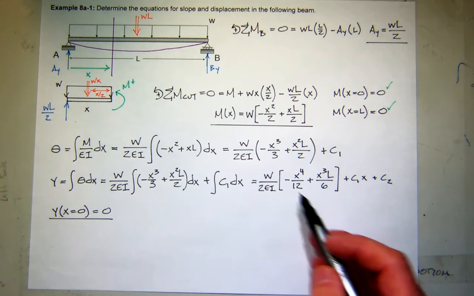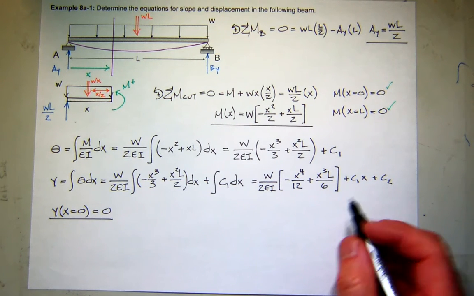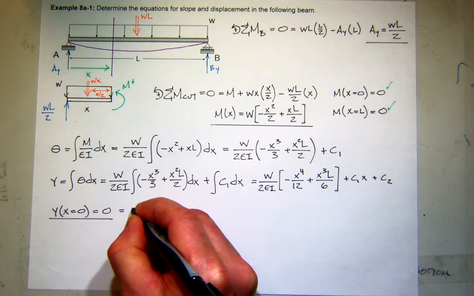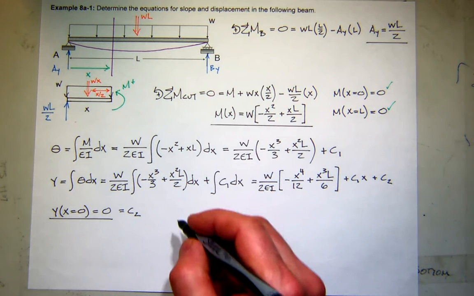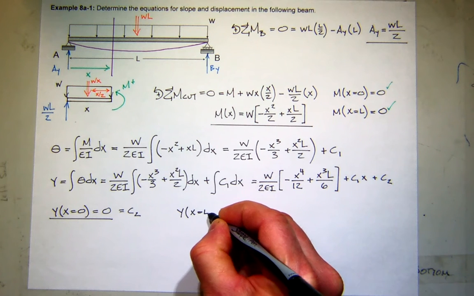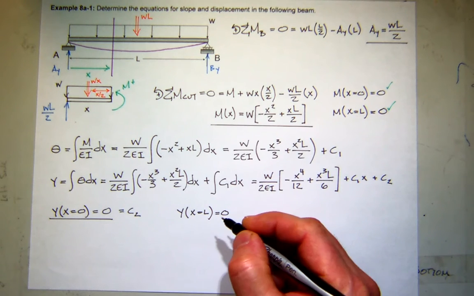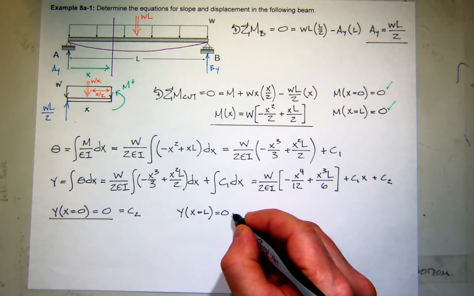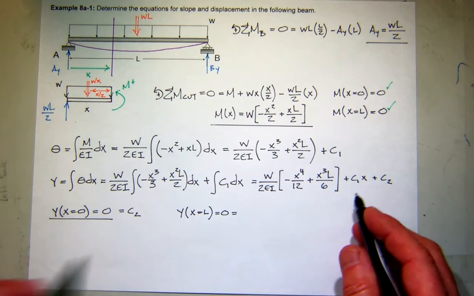Apply that to this equation. Well, 0, 0, 0. What am I left with? C2. So what is C2? 0. My second condition is that at x equal L, which is over here at B, I also have no displacement in the y direction. So now I've got to plug in x equal L all through there.